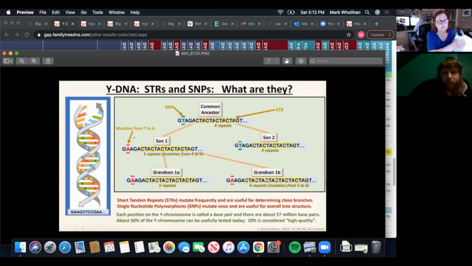And then they decided this is very interesting. So then his son's T mutated to an A, and all of his sons are going to then have the A. And that generally only happens once with SNPs. So you'll only see this mutation on this specific marker generally only once. In how many generations? Forever.